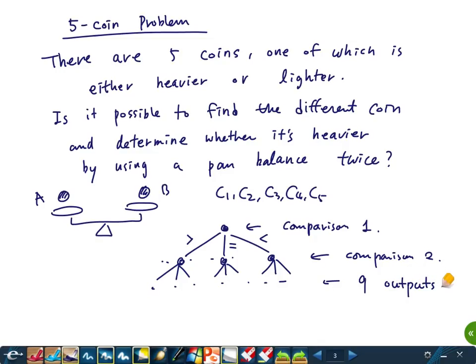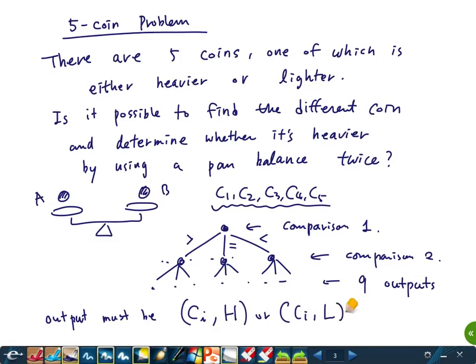right? But can we decide any situation? Because these are arbitrarily given, the output must be of this form: Ci, maybe a pair, Ci and some letter, heavier or lighter, right? Output should always be like this because we want to decide which one of these coins is the fake one and whether it's heavier or lighter. So the answer, the output, must be like this. In this case, C1 is the fake one and it is heavier than the others. And here, C1 is the fake one and it is lighter than the others, etc.